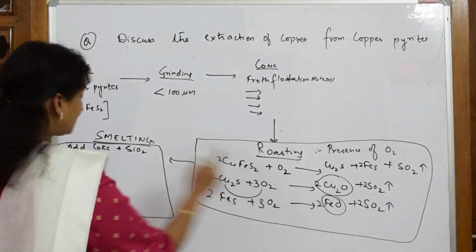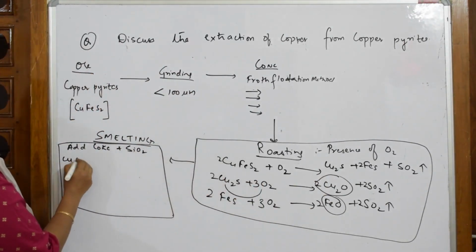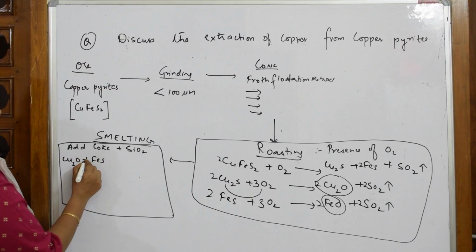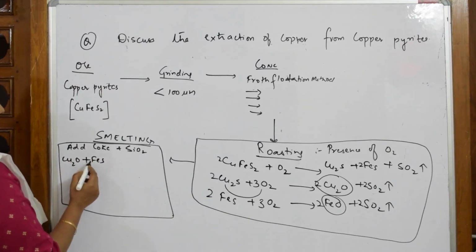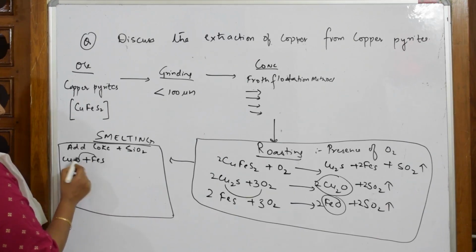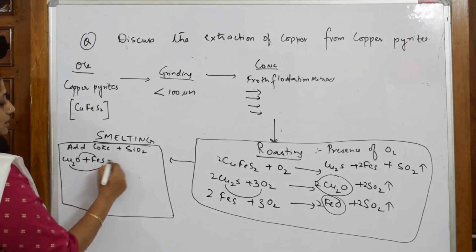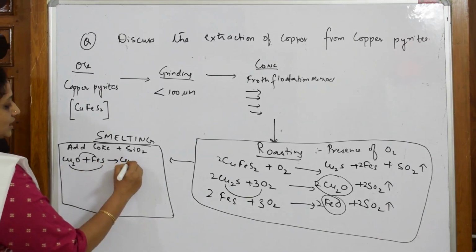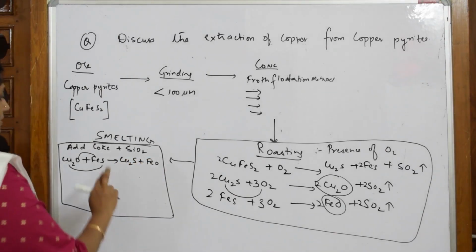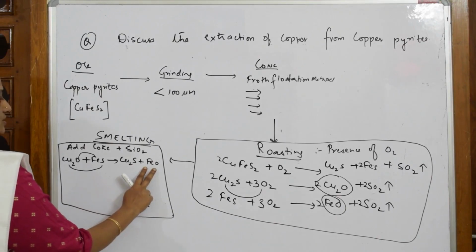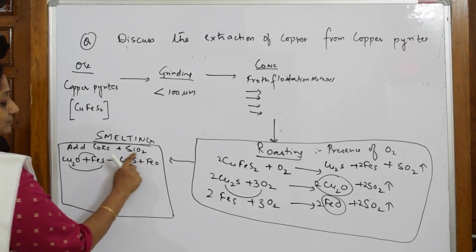Take that copper oxide, and this is going to react with iron sulfide. I'll tell you why I am taking iron sulfide here. Now this iron sulfide, just observe carefully, your iron oxide and copper sulfate, a double displacement reaction. So you'll get Cu2S plus iron oxide. We're done. Now this iron oxide is going to combine with your silica.